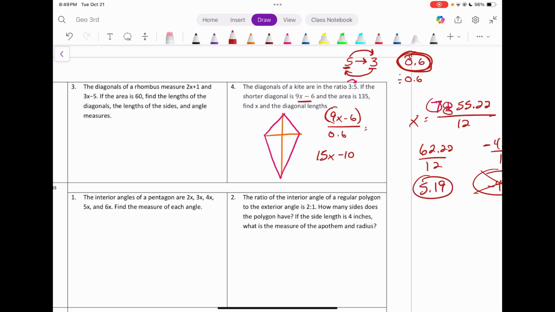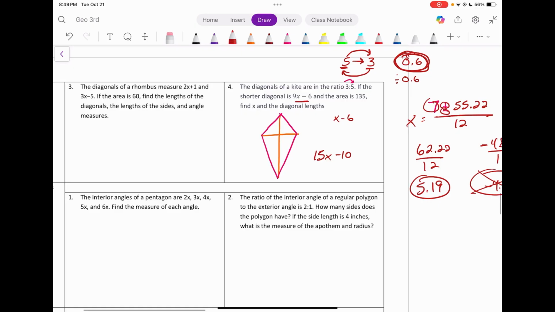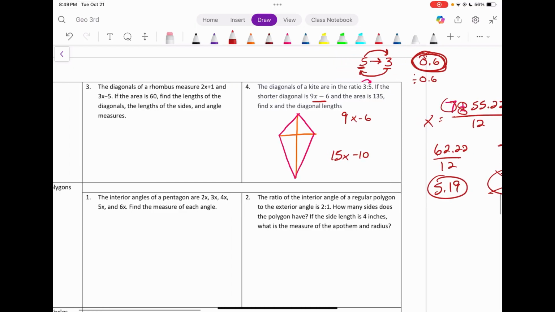Again, I divided both of these things by 0.6 using that scale factor because it has a 3 to 5 ratio. And now what I've got is my two diagonals. And then the area is 135. And from there on out, you're working it the same way. The area of a kite is also 1/2 d1 d2. The area is 135, equals 1/2 d1 d2. D1 and d2 are these two diagonals.